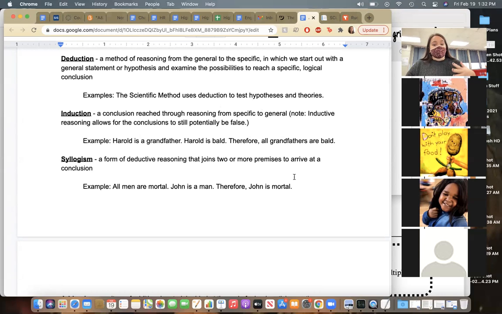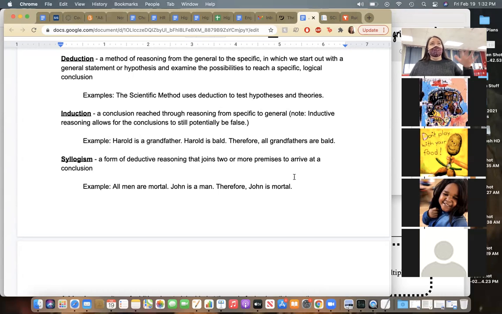Induction is the opposite of that. It's a conclusion that's reached through reasoning from specific to general. And a lot of times, if you use induction, the conclusions that you can reach could still be false. An example of that would be: Harold is a grandfather, Harold is bald, therefore all grandfathers are bald. That's not accurate. You see the reasoning there, but it's not accurate.